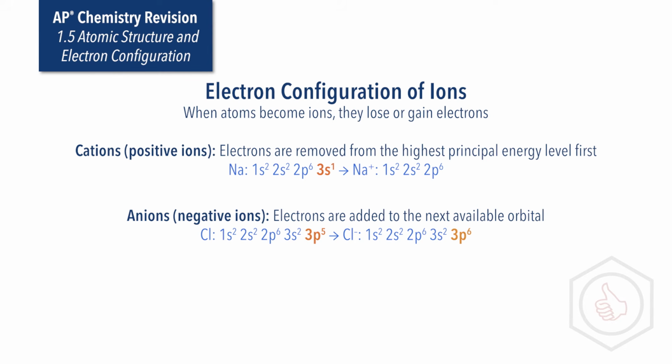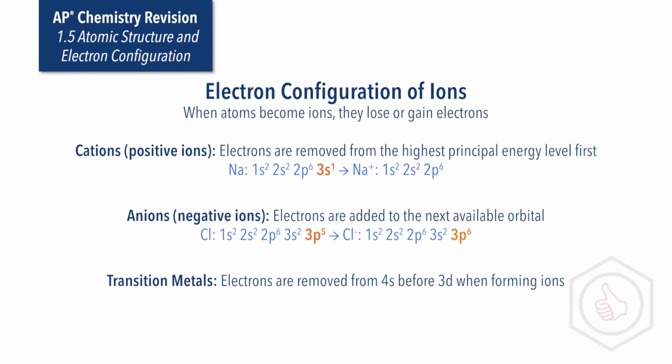Transition metals provide an exception to the general rules, and when transition metals form ions, electrons are usually removed from their 4s subshell before their 3d subshell. For example, iron will go from [Ar] 4s2 3d6 to [Ar] 3d6 when it forms an Fe2+ ion.